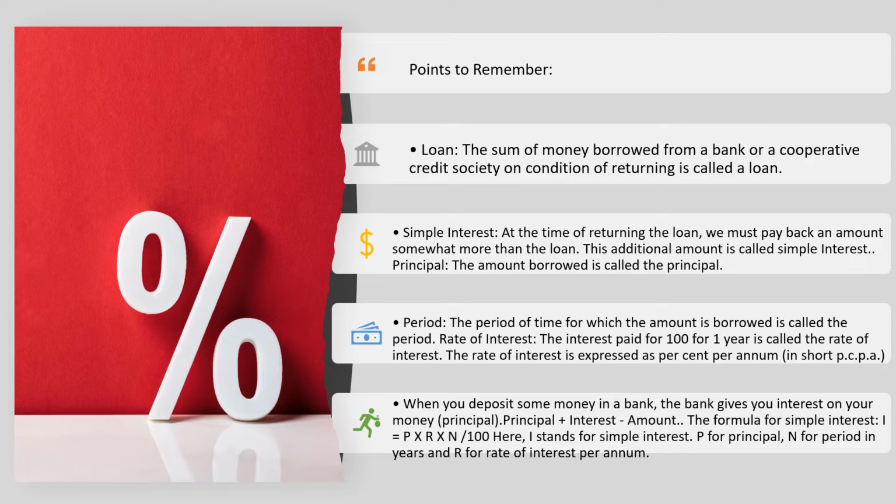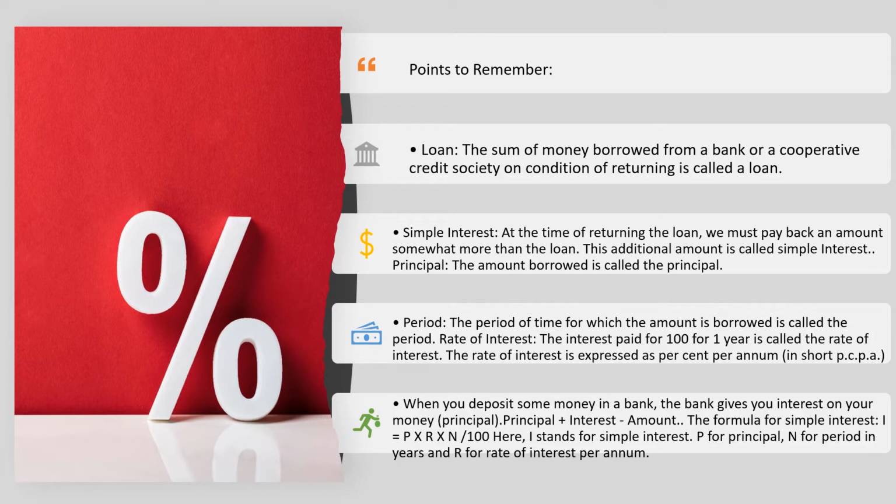When you deposit some money in a bank, the bank gives you interest on your money also. If you're keeping your money in the bank for a long time, the bank gives you a certain amount, and that money you're getting is the interest from the bank. The principal plus interest is the amount. The formula for simple interest is I is equal to P into R into N upon 100. Here, I stands for simple interest, P stands for principal, N stands for period in years, and R for the rate of interest per annum.